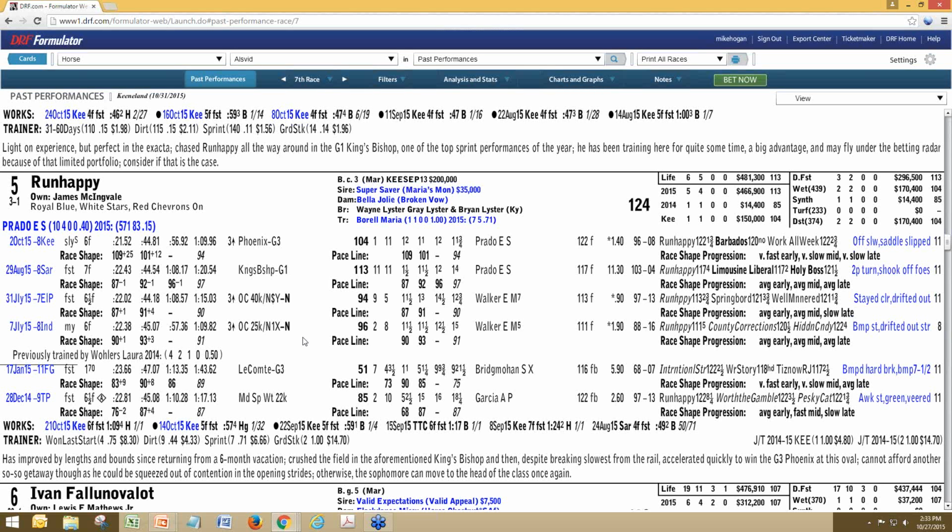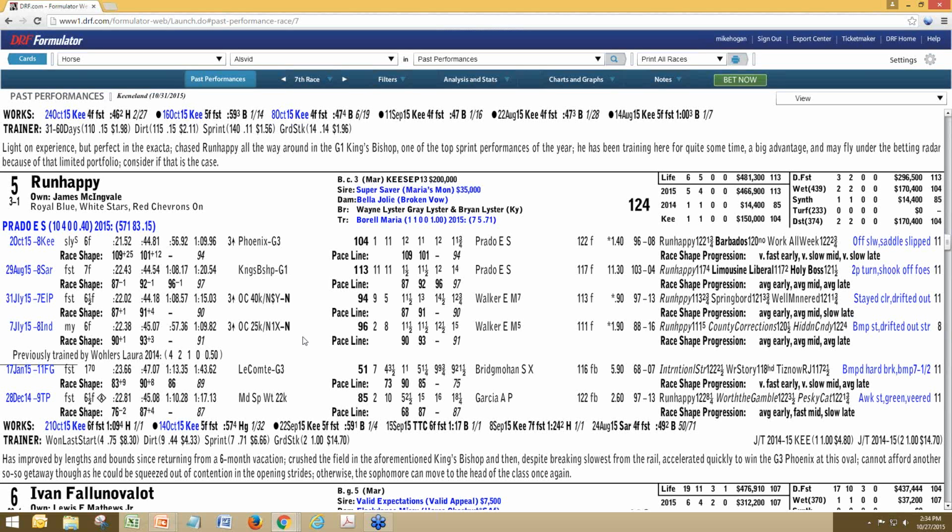But this horse is so quick to get back on his feet after a sluggish start that typically that hasn't been a problem. I mean, you look at the allowance race at Indiana Downs on July the 7th, you see he broke last out of 8. He was on a clear lead after the first quarter of a mile. King's Bishop, same thing. The Phoenix last time, same thing. So this horse is just so fast that he's capable of overcoming a lot.